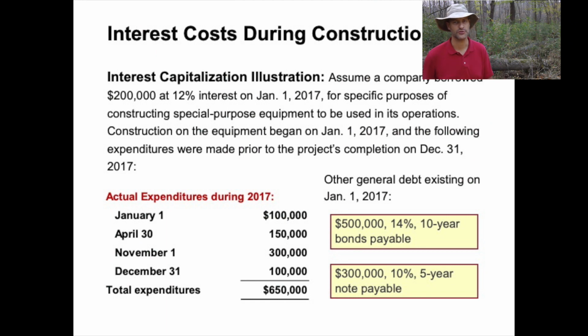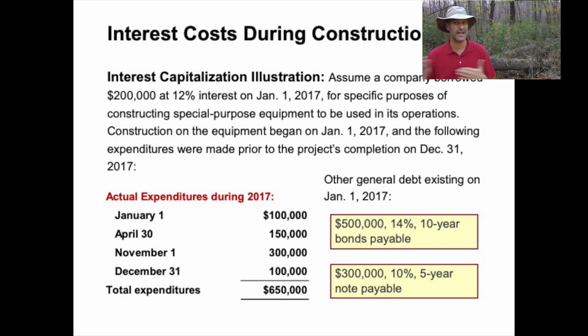Now, if we have other debt of the company not directly associated with the construction of this land or this building, we do get to use that after we've used up the full part of the specific item. So with that, let's launch into this example. Let's assume a company borrowed $200,000 at 12% interest on January 1st of 2017 for the specific purpose of constructing special purpose equipment to be used in its operations. So here's our specific loan. This 12% loan is for this specific piece of equipment.